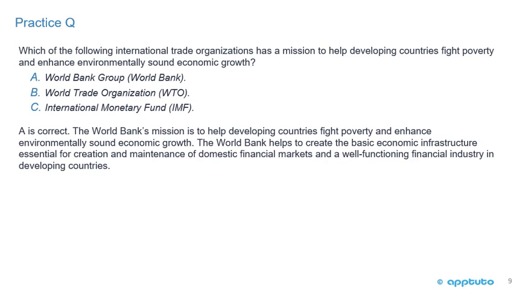The World Bank helps to create the basic economic infrastructure essential for creation and maintenance of domestic financial markets and a well-functioning financial industry in developing countries. So again, read these second sentences because the question could be changed a little bit to incorporate, which of the following international trade organizations has the objective of maintenance of domestic financial markets and a well-functioning financial industry? Well, then the question would be similar but a little bit different. And again, that would fall under the World Bank, not the WTO, although for the IMF, there could be a little bit of crossover there.